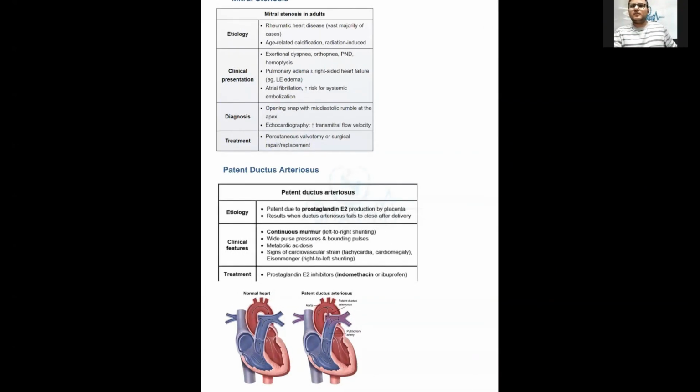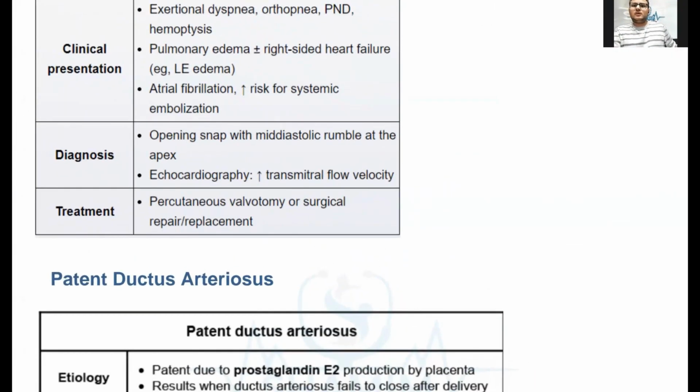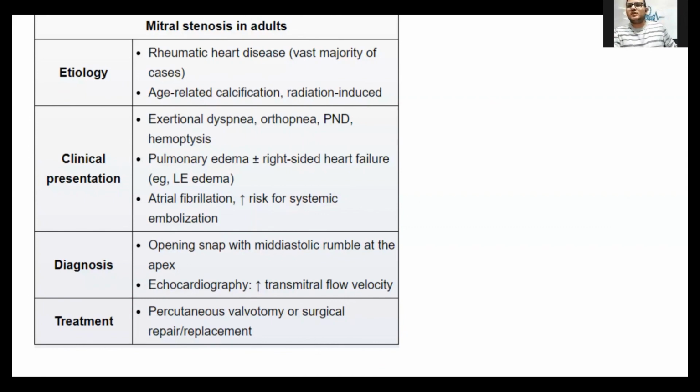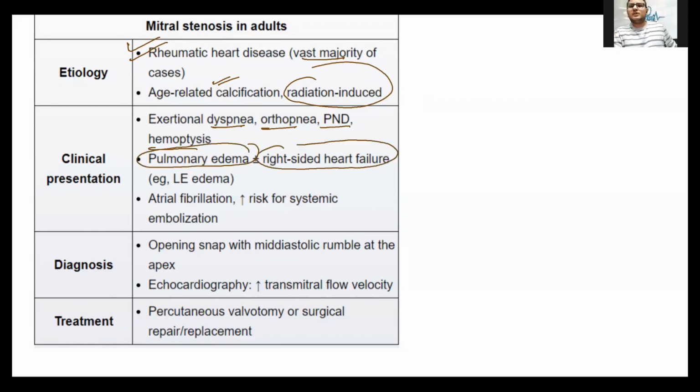Okay, this is a very important table. You can see this. What is most important is that in the vast majority of cases the cause is rheumatic heart disease, and sometimes it is due to age-related and radiation-induced mitral stenosis. It presents with dyspnea, orthopnea, and hemoptysis. It presents with pulmonary edema, right-sided heart failure, also atrial fibrillation, and increases the risk of systemic embolism.